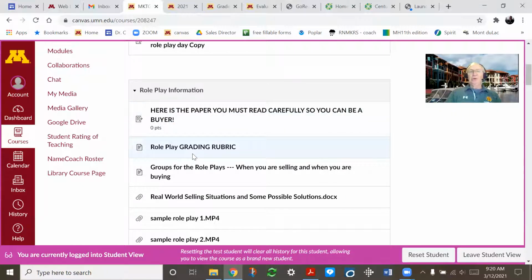Make sure you also remind yourself of how we're grading the role plays. We've gone through that many times, but here's the role play grading rubric. Take a close look at that, because that's what I'll be holding you to during the role play.